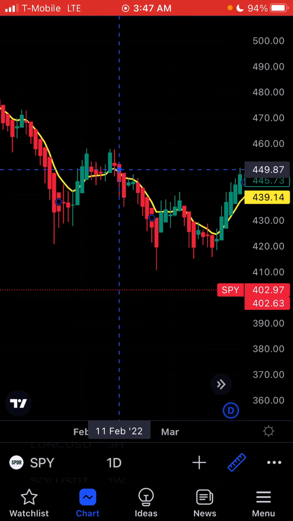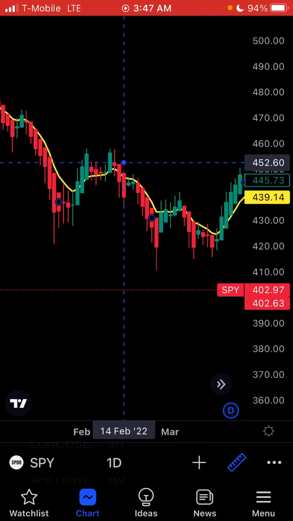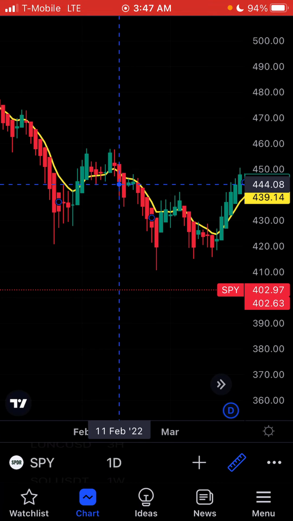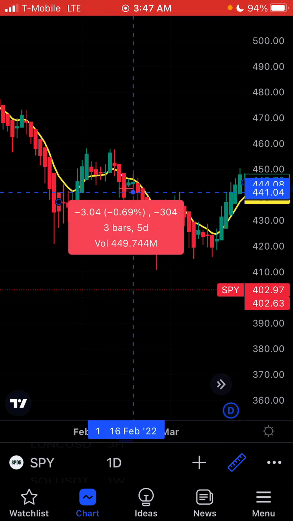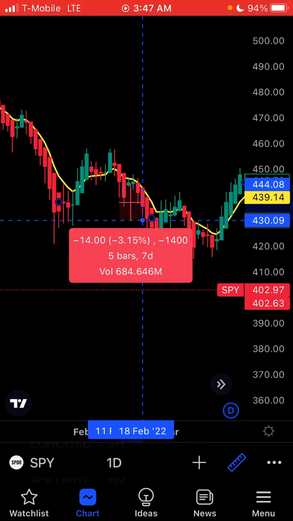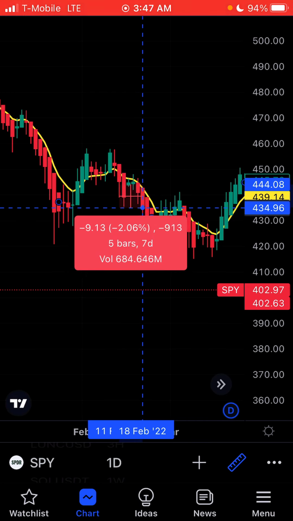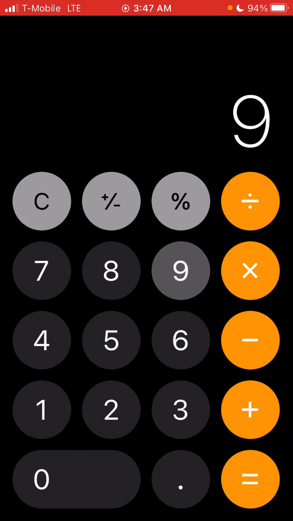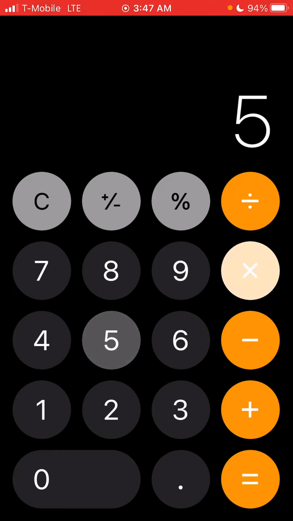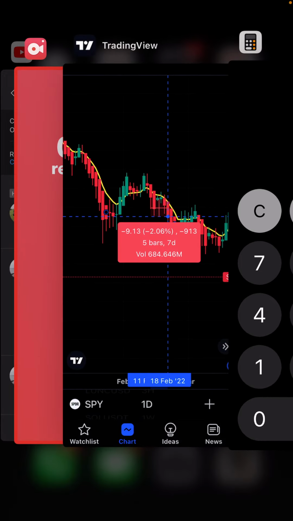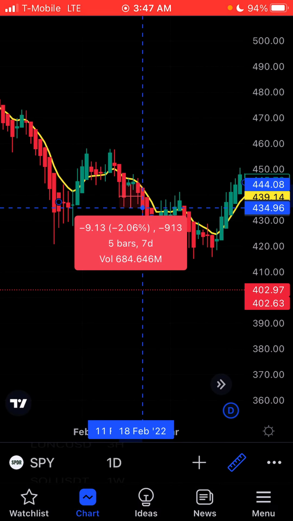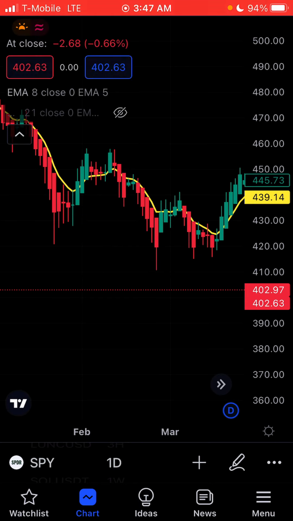You see this red candle here going down. So let's say right here you want to do a put, and you wait it out. Let's say 7 days right here. That is 9.13 difference in price. So that's 9.13. That's about $500 right there. $500 in 7 days. And that is a small move.